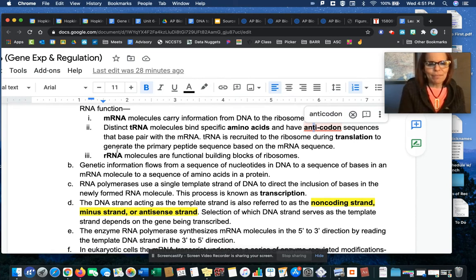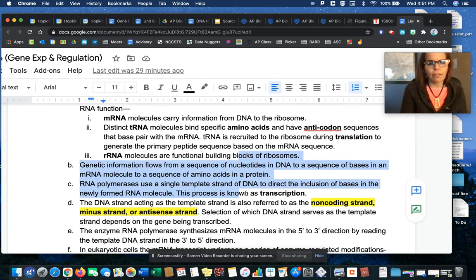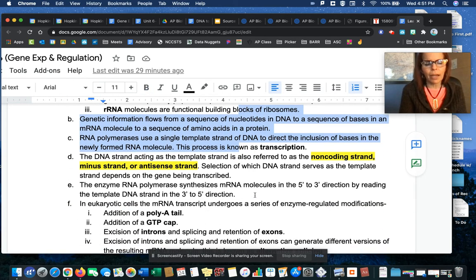All right, so tRNA, the trucks come to the ribosome during translation to generate the primary peptide sequence, aka we're making a protein here. We're putting a whole bunch of amino acids together. So that's a polypeptide, also called the primary peptide sequence, also called a protein, also called an enzyme. Oh my gosh, so many synonyms. All right, our RNA molecules are functional building blocks of the ribosome. So good enough. I keep highlighting things and I don't mean to be doing that.